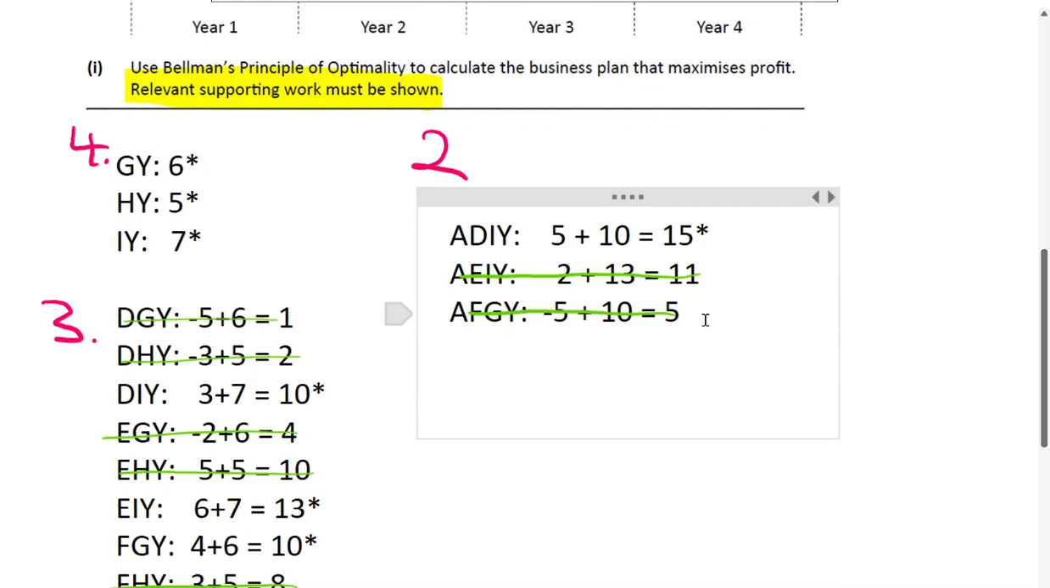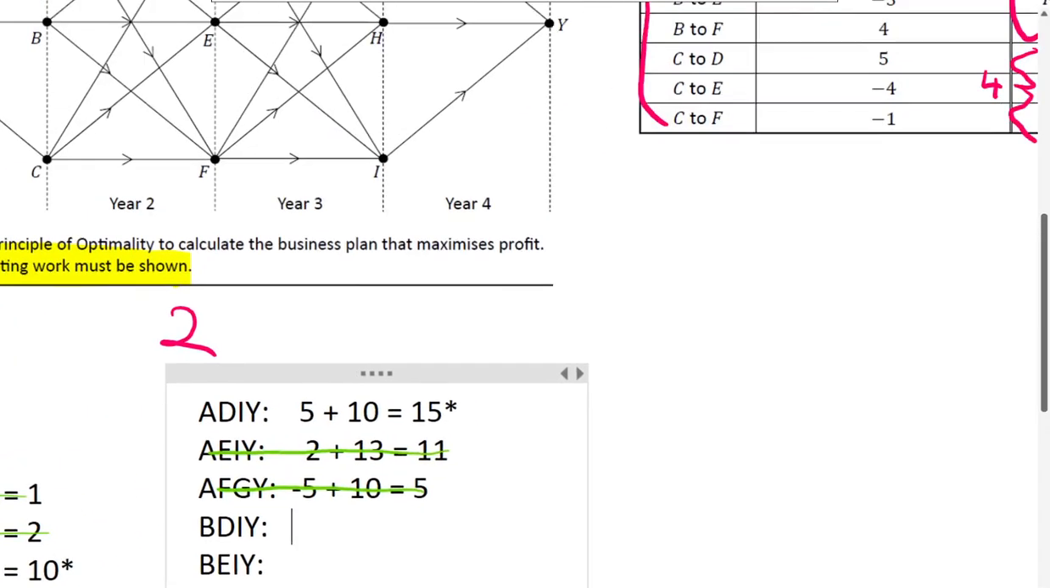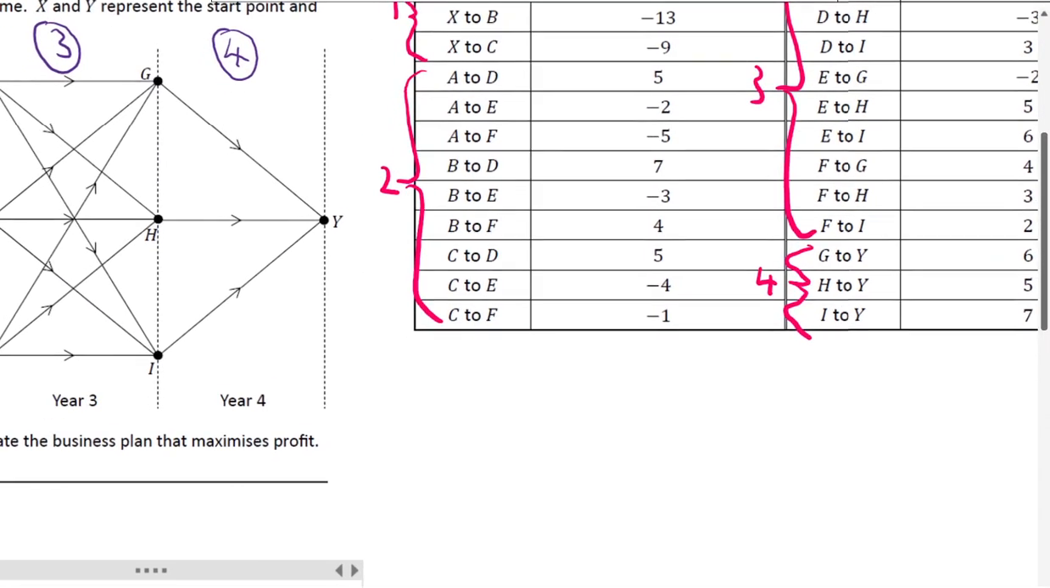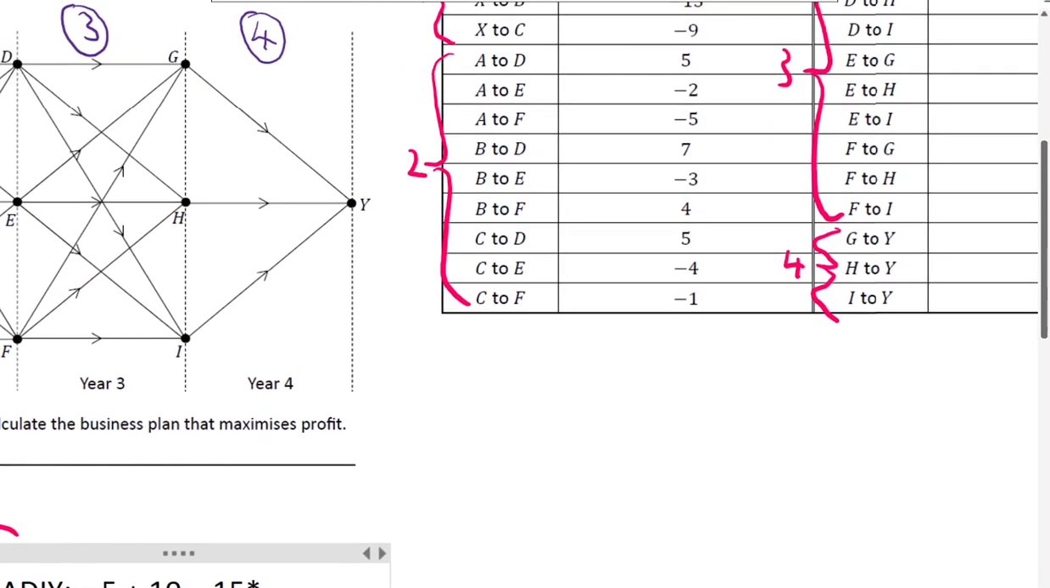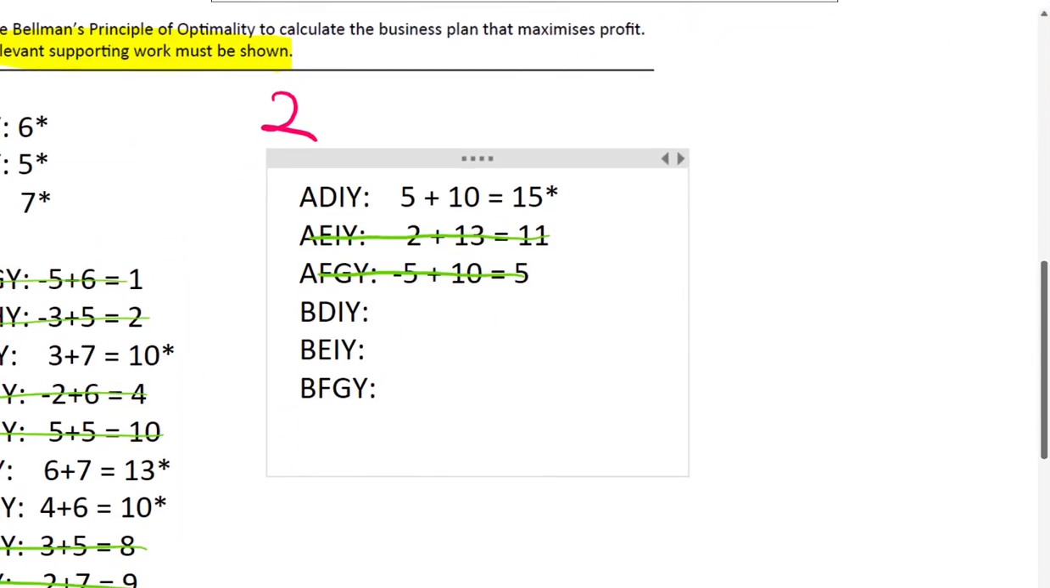Then we need to go from B, and it's B DIY, B EIY, and B FGY. And the weight of B to D is 7 minus 3 and 4. Again, you have the paper there, so hopefully 7 minus 3 and 4.